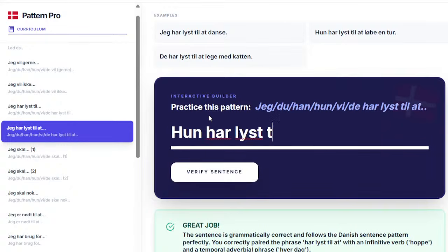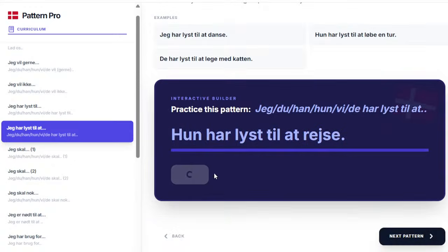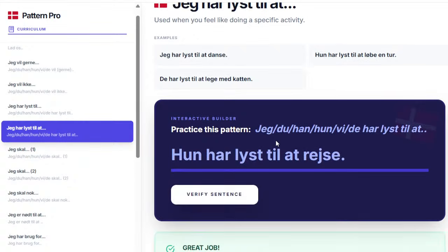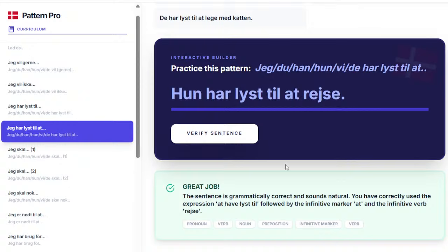Hun har lyst til at rejse. Just something short. Hun har lyst til at rejse. So again, traveling. Grammatically correct. Easy. Now, a lot of these are pretty basic.